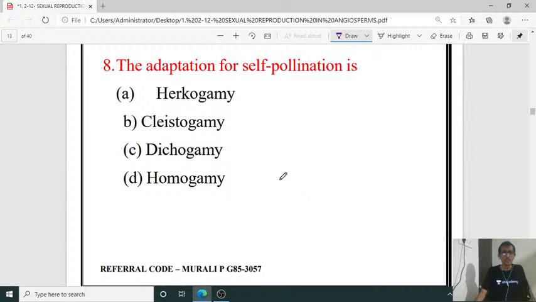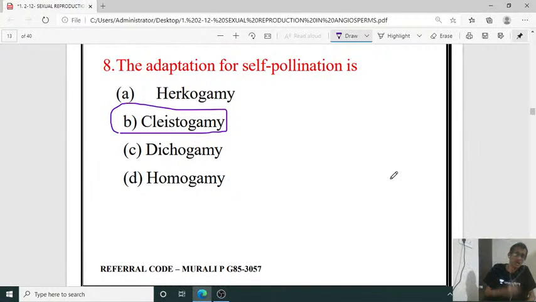The adaptation for self-pollination is what? One of the adaptations observed in self-pollinating flowers is cleistogamy. Chasmogamy refers to flowers that open, but in cleistogamous flowers, the flowers never open. They always remain closed.